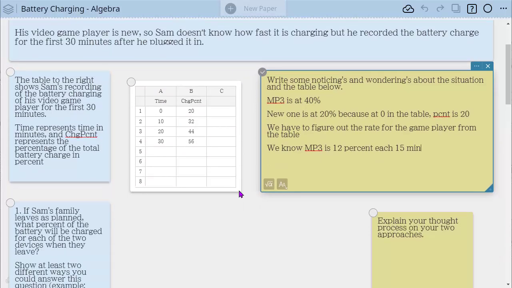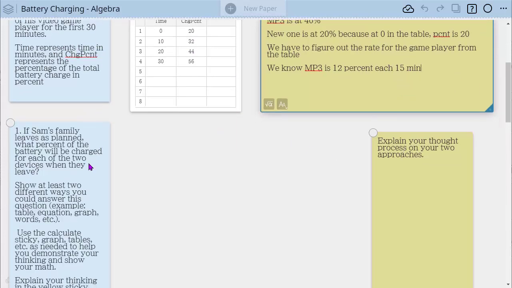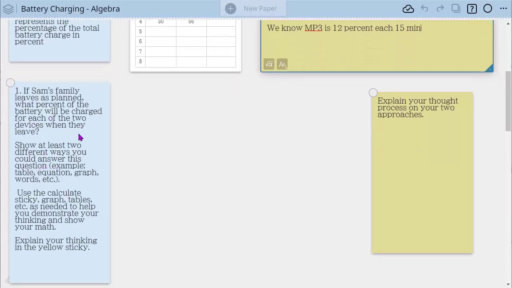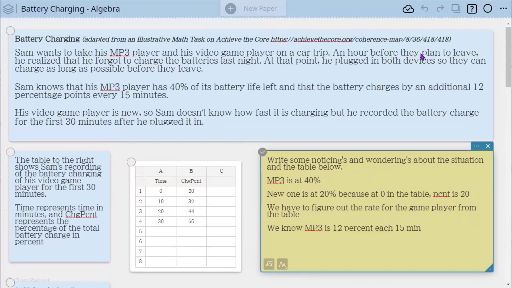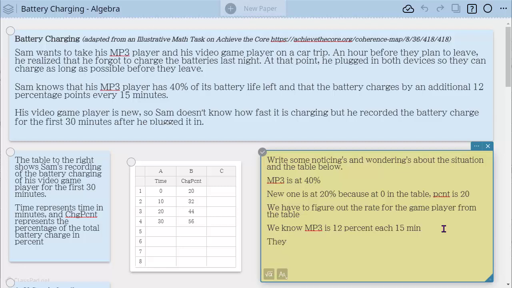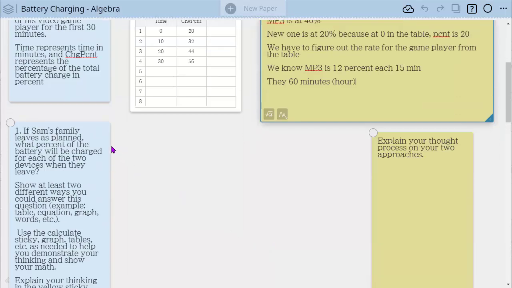So then as we scroll down, so notice we can have the problem, we have tables, we have places with directions, places for them to write their thinking, and then we give them a situation. So he's planning to leave when they say, and so here we go, an hour before they plan to leave. So how much time do they have left? They have 60 minutes because that's what an hour is. So maybe they already figured that out. And so it says, how much will be charged of each if they actually leave in 60 minutes?